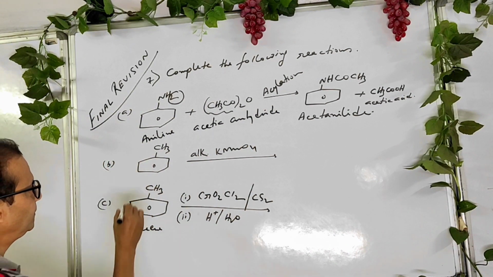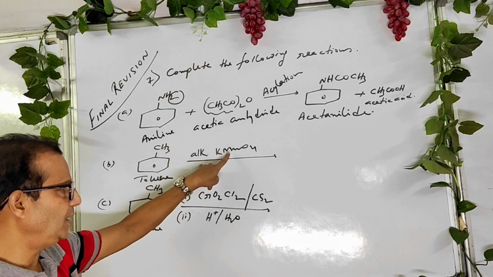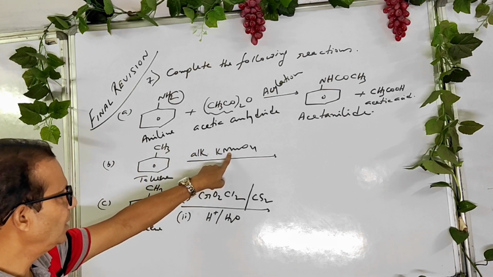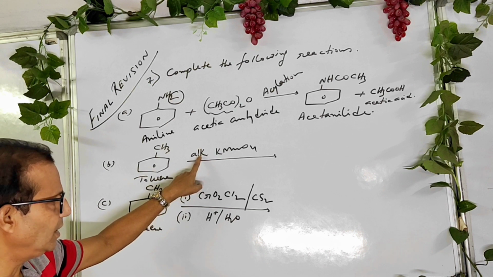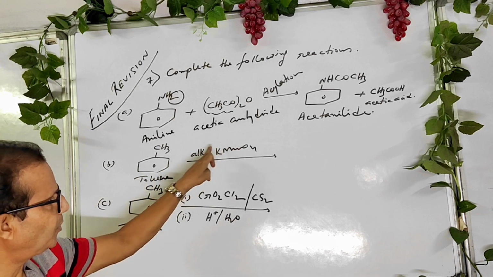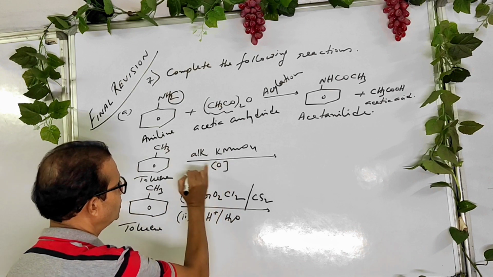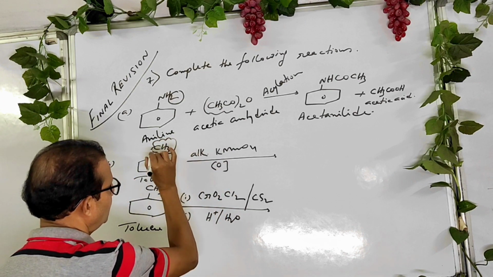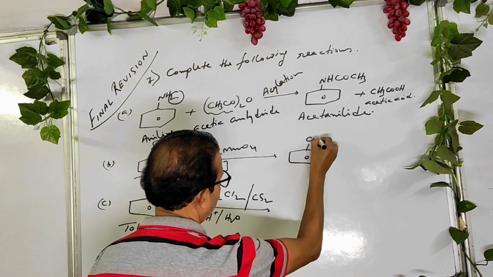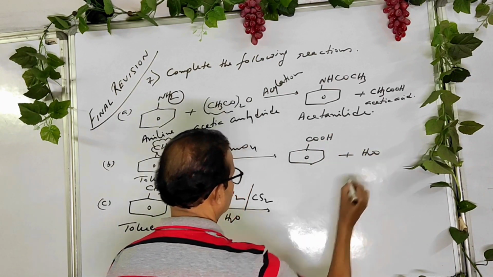Here, toluene, this is an oxidizing agent. When potassium permanganate is dissolved in dilute alkali, that is sodium or potassium hydroxide, the resulting solution is called alkaline potassium permanganate. It's a very strong oxidizing agent and it oxidizes the methyl group into carboxylic acid, and the side product is water here.